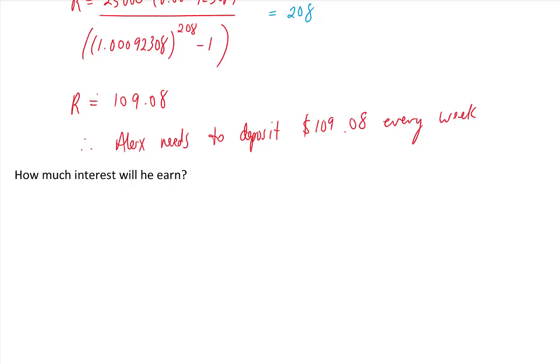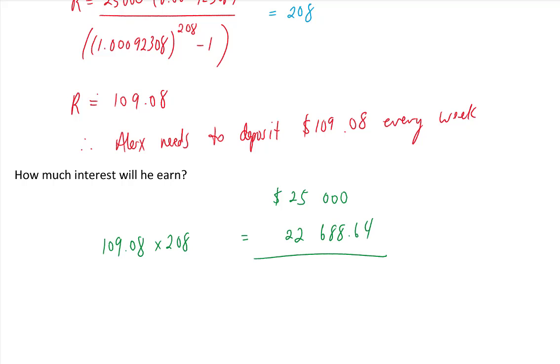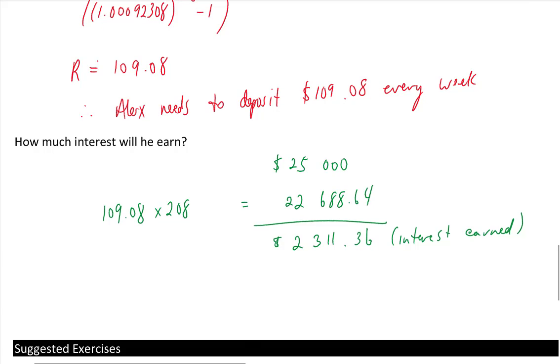Finally, how much interest will Alex earn? We know at the end of the 4 years, he'll have $25,000. And he put away $109.08 every week for 208 weeks. That was our end value. So he ended up putting away $22,688.64. That means Alex made $2,311.36. So instead of paying the full price of $25,000 for the car, he ended up buying it for $22,688.64 because of the interest he earned by saving his money first.